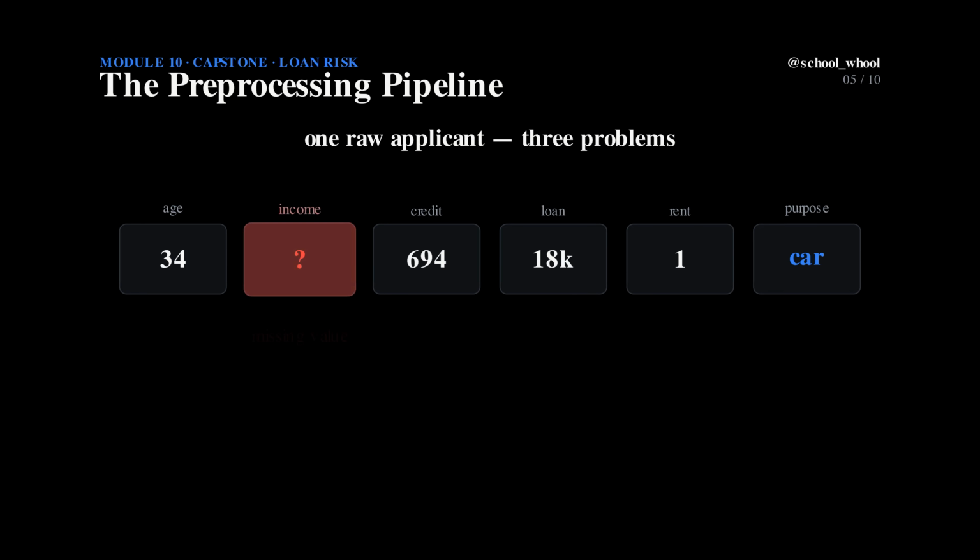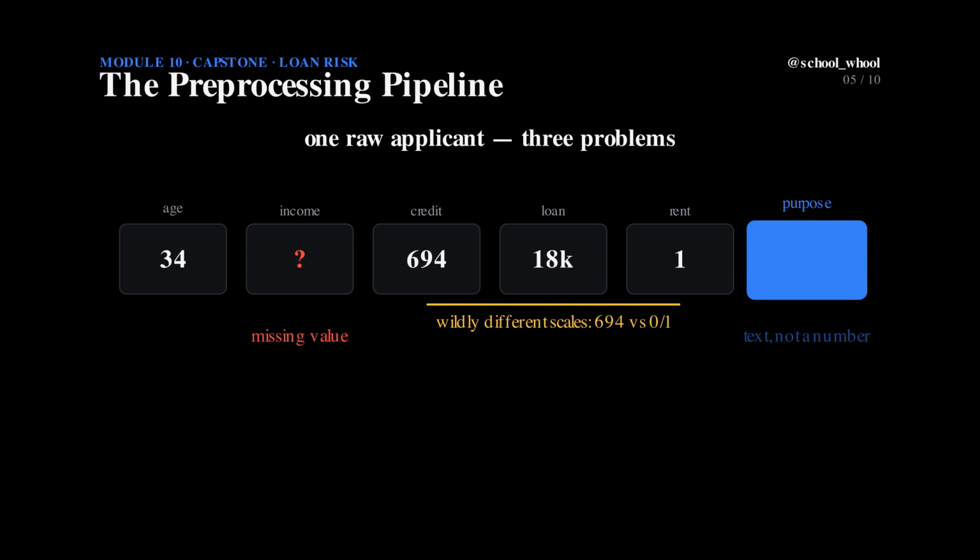Here's one raw applicant. Look closely, and you'll spot 3 problems a model can't handle. First, a gap. This person's income is missing. Second, the scales are wildly different. A credit score in the hundreds sits right next to a rent flag that's just 0 or 1. And third, the purpose is a word, car, and a model can only multiply numbers, not text.